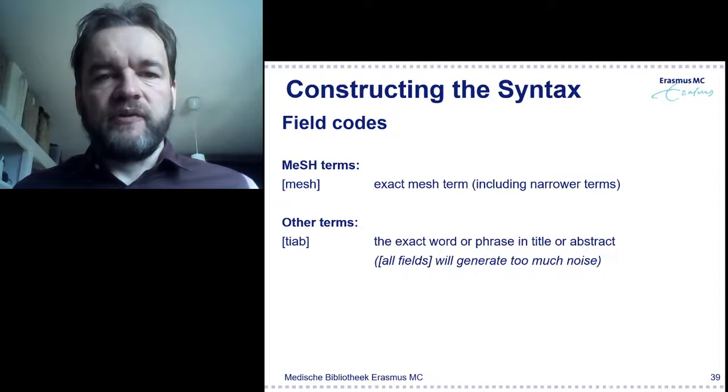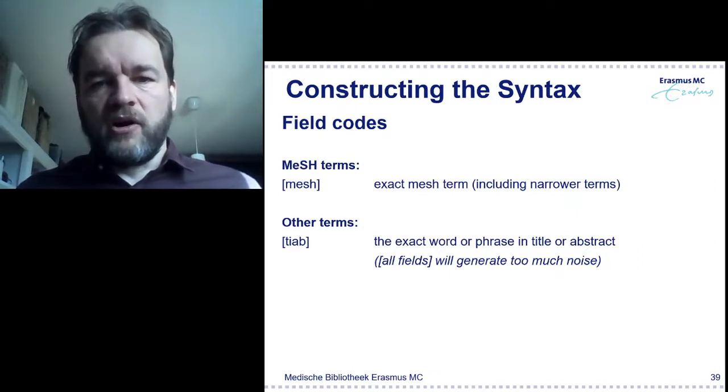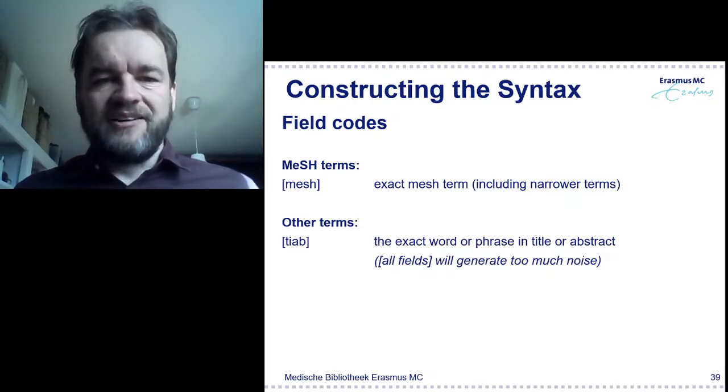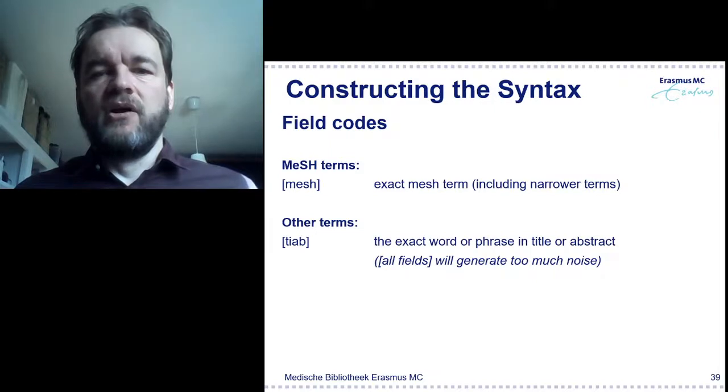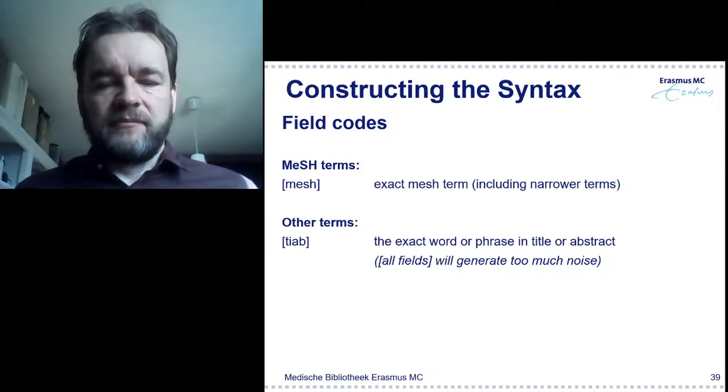A search in all fields is often returning too much noise, as this also searches author addresses, author names, and journal titles. It is therefore not recommended to search all fields. All fields does not mean that PubMed searches the full text of the article. Only search engines, such as Google Scholar, are able to do that.